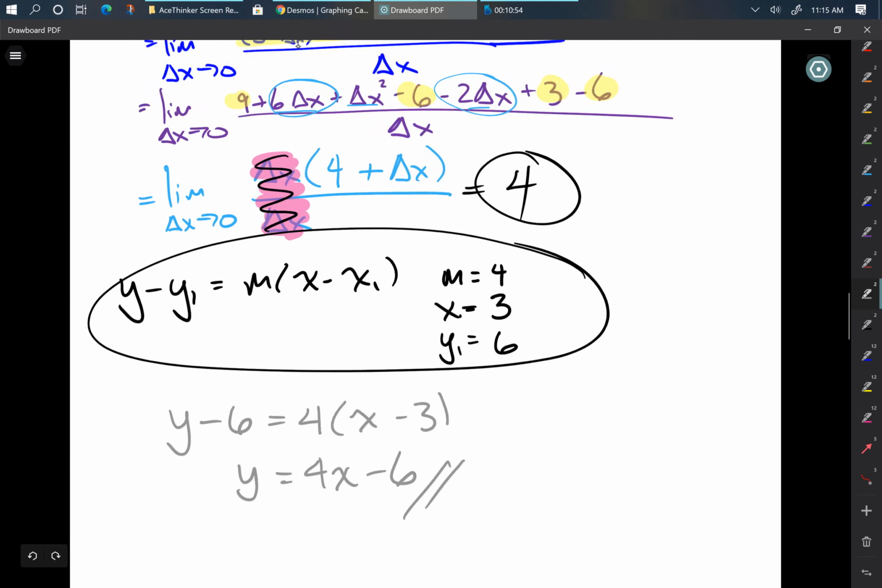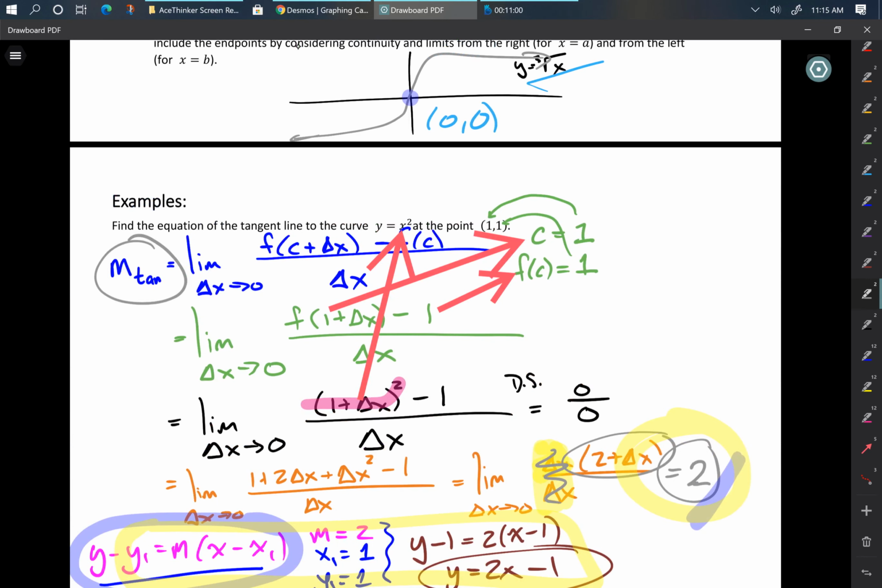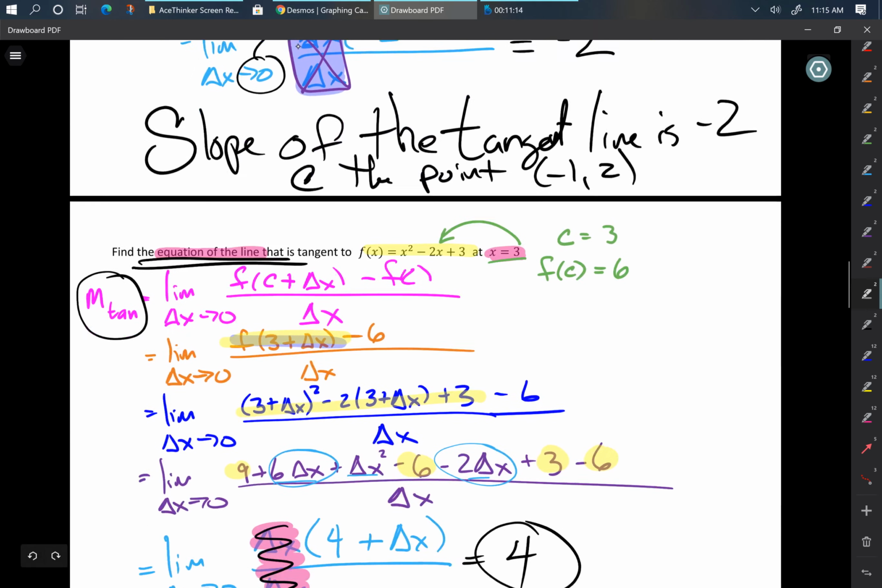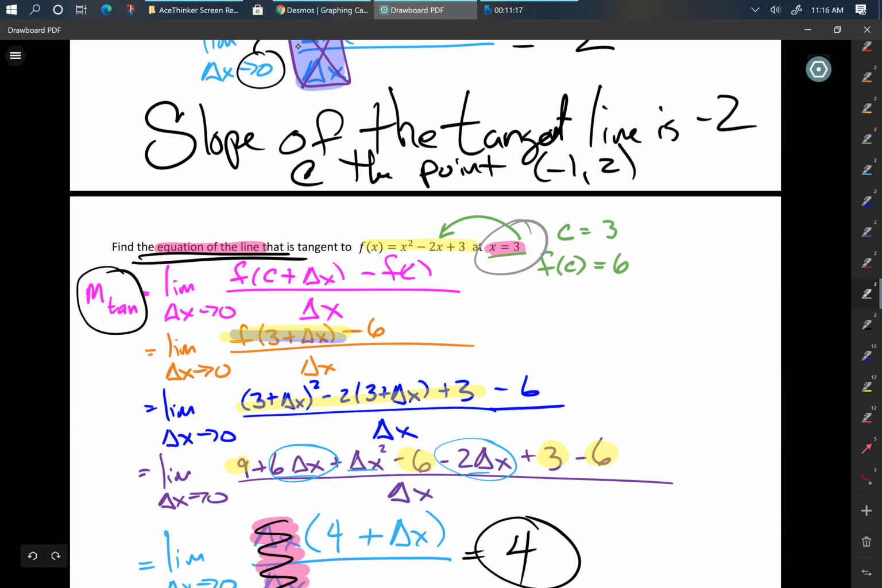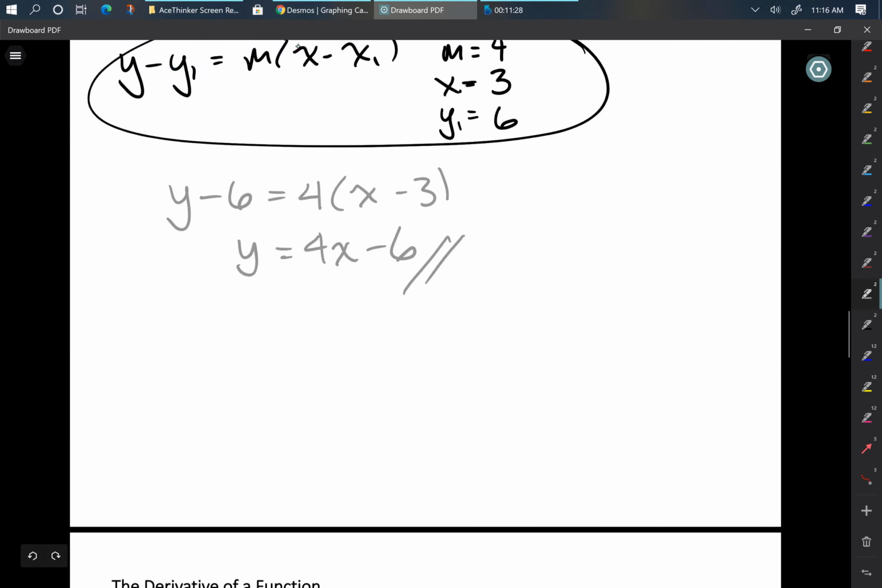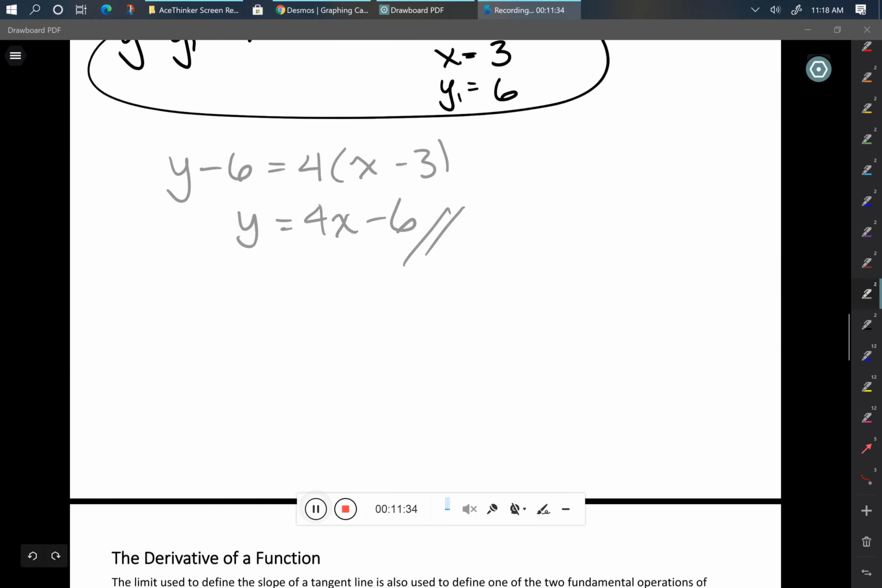All right. Now, these problems are the 3 basic types of the problem. There's the find the equation where they give you the entire point, the x and the y. There's the find the slope where they give you the entire point, the x and the y, the c and the f of c. And then there's the, we're only going to give you a little bit. We're only going to give you the x. You got to find the y, and then either find the slope or find the equation of the tangent line. Right? The problems do get more challenging than this. But those are the 3 basic types of problems.